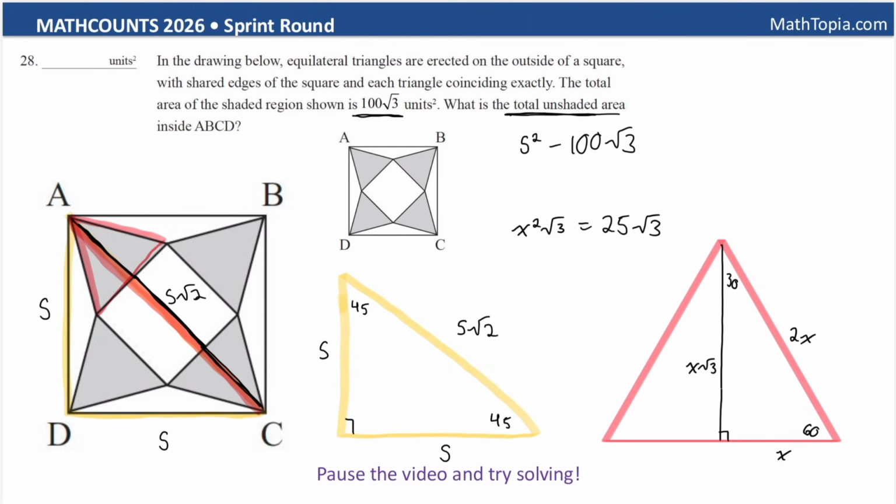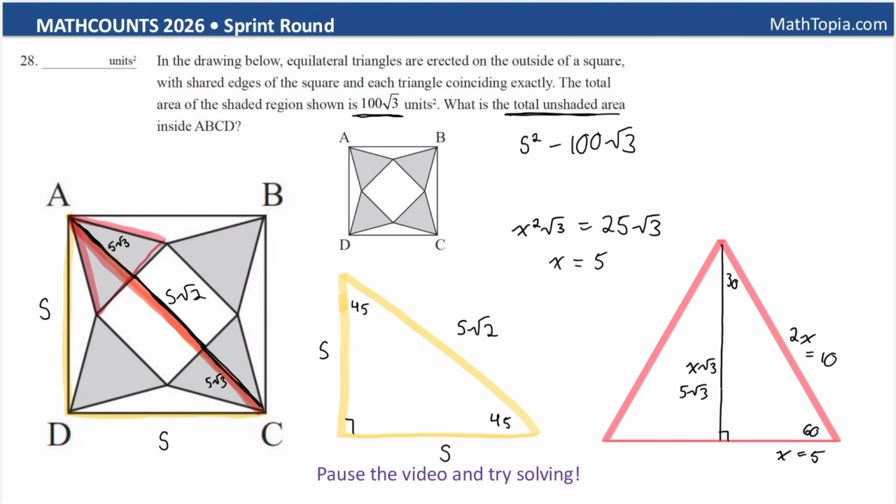So now solving for x, we get that x equals 5. So x equals 5, the altitude is 5 root 3, and then the total side length is going to equal 2 times 5, or 10. So now drawing that in on our diagram, we have 5 root 3. I can draw that down here too.